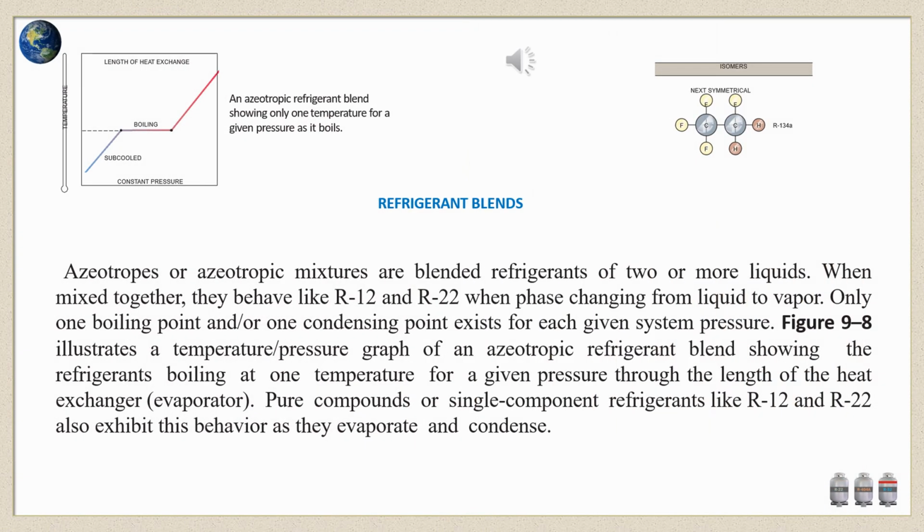Azeotropes or azeotropic mixtures are blended refrigerants of 2 or more liquids. When mixed together, they behave like R12 and R22 when phase changing from liquid to vapor. Only one boiling point and/or one condensing point exists for each given system pressure. Figure 9-8 illustrates a temperature-pressure graph of an azeotropic refrigerant blend showing the refrigerants boiling at one temperature for a given pressure through the length of the heat exchanger, evaporator. Pure compounds or single-component refrigerants, like R12 and R22, also exhibit this behavior as they evaporate and condense.